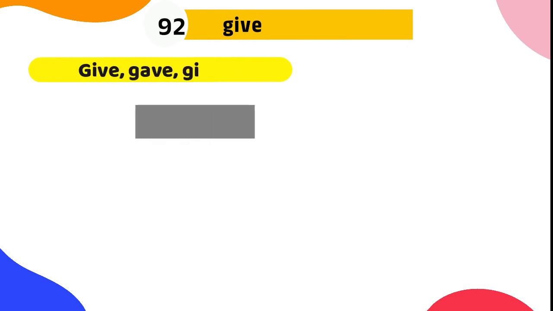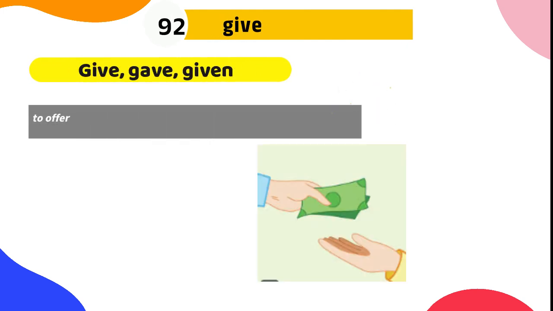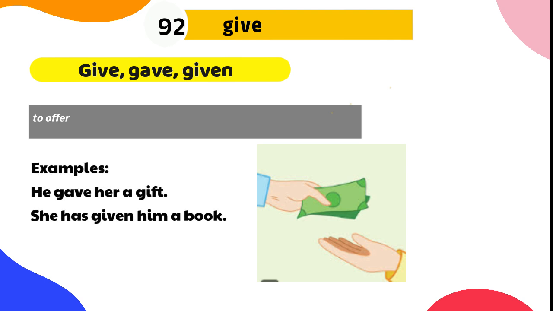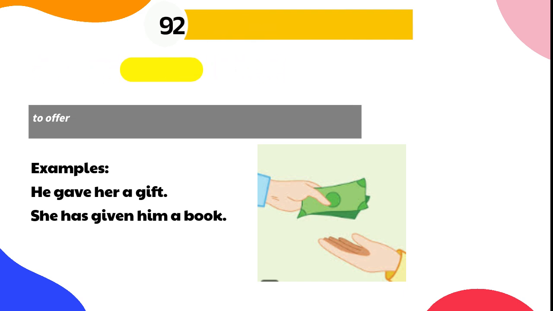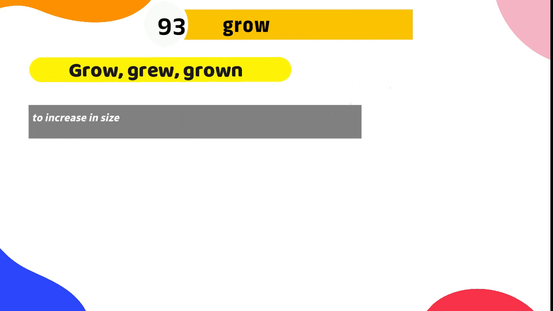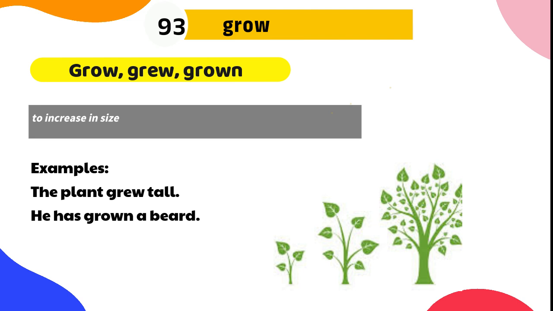Give, gave, given. Meanings: to offer, to present something to someone. Examples: he gave her a gift. She has given him a book. Grow, grew, grown. Meanings: to increase in size, to develop. Examples: the plant grew tall. He has grown a beard.